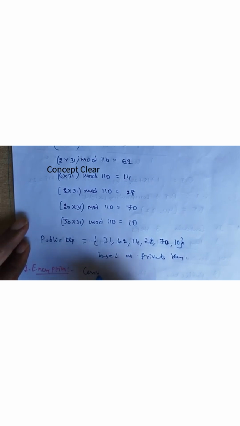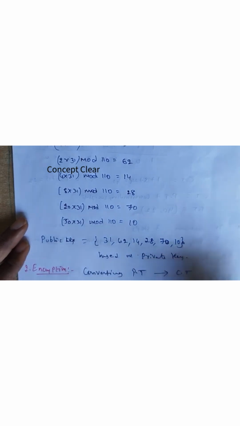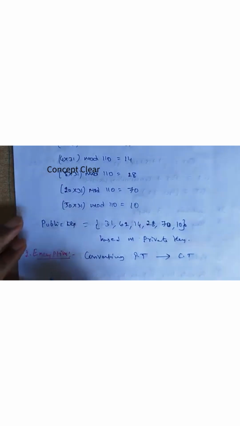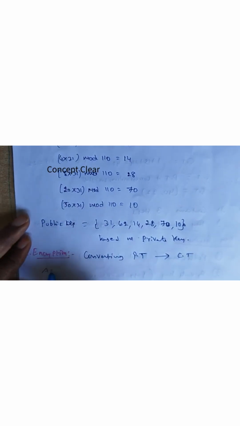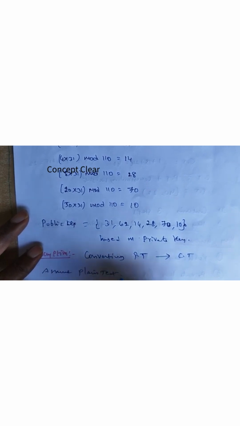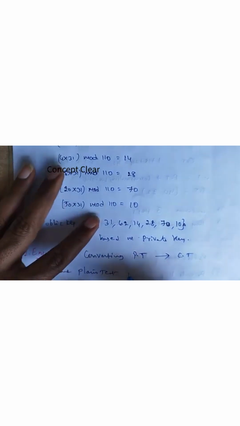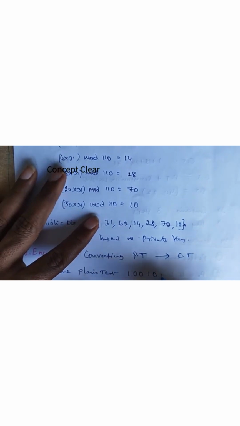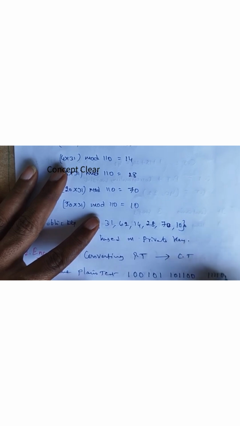What is the meaning of encryption? Second step is encryption. Here encryption is nothing but converting plain text to ciphertext. So here I am taking some random plain text. Assume the plain text is 1 0 0 1 0 1 1 0 1 1 0 0 and 1 1 1 1 0 0.